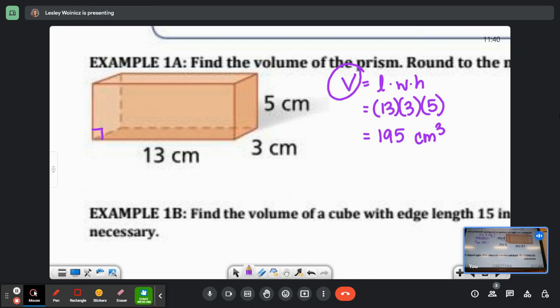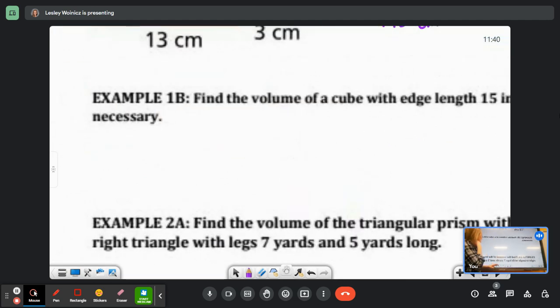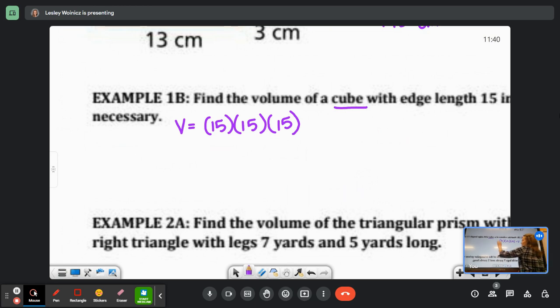Okay, any questions about that one? Does it say we have to do anything else? Okay. All right, if we have a cube, what do we know about all of its sides? They're all the same. So if we have an edge length of 15, the length, the width, and the height are all going to be 15. So our volume is just 15 times 15 times 15, or you can think of that as 15 cubed.